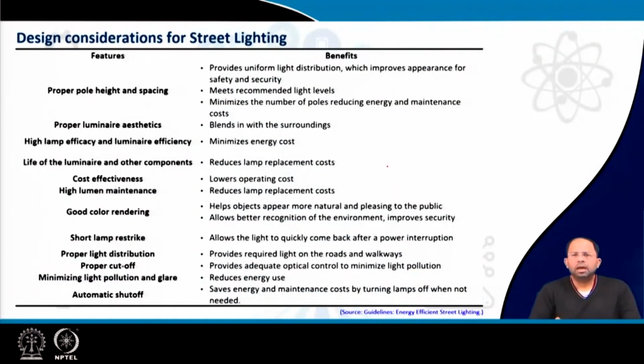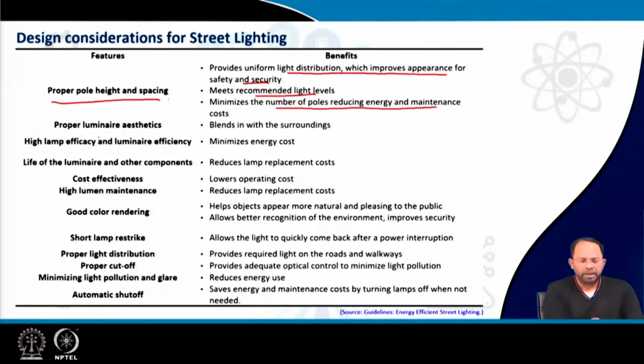Now, just summarizing whatever we have learned. Proper pole height and spacing is important. It provides uniform light distribution, which improves the appearance of safety and security, meets recommended light levels, and minimizes the number of poles, reducing energy and maintenance cost. Then proper luminaire aesthetics, so that it blends into the surroundings and looks nice. High lamp efficacy and luminaire efficiency minimize the overall energy cost. Life of the luminaire and other components reduces lamp replacement cost. Cost effectiveness, lower operating cost.